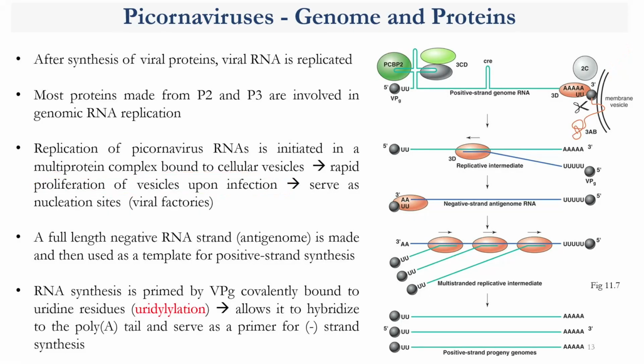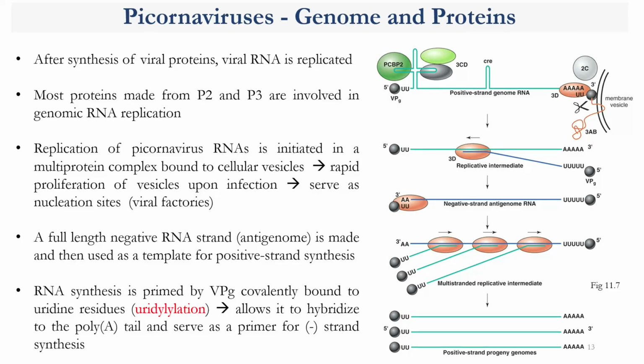So first thing you're going to do is, since it's a positive strand genome, you're going to make a negative strand complementary copy of that RNA. This is called the antigenome, okay? So you make the antigenome and use that antigenome as a template to synthesize positive strand RNA, okay? So here's your positive strand RNA, and look at what's happening here.